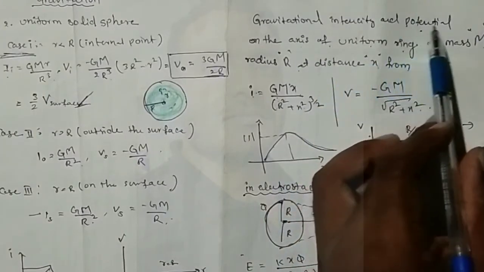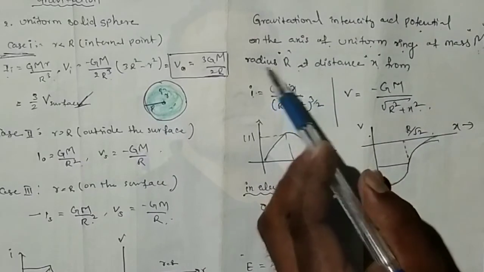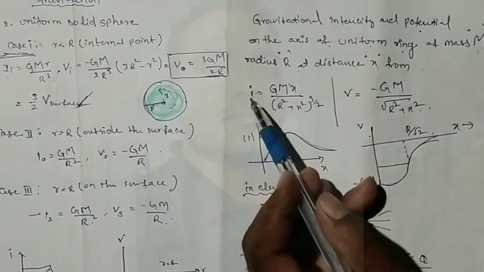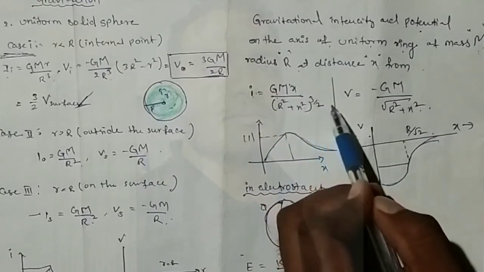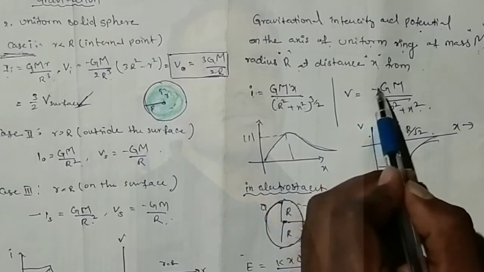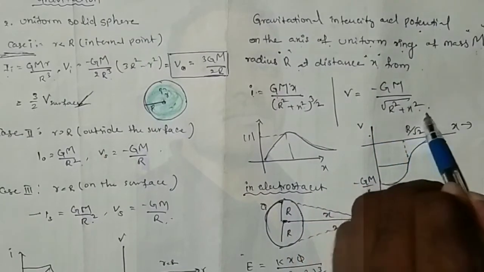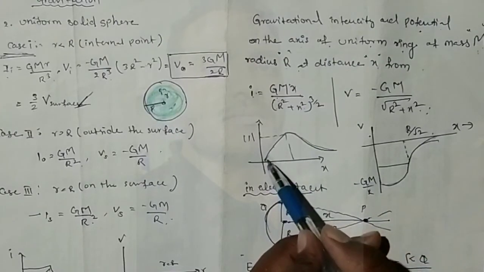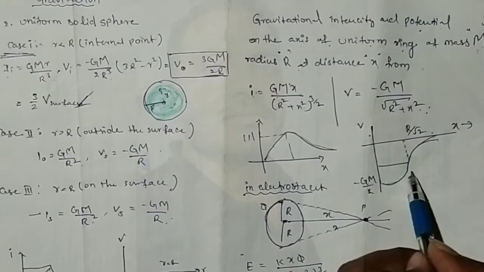Gravitational intensity and potential on the axis of a uniform ring of mass m, radius r, at a distance x from the center. Here intensity is equal to Gmx by (r square plus x square) to the power 3 by 2. Potential V is equal to minus Gm by under root r square plus x square. This is the intensity graph, okay, it is very important. This is the potential graph.